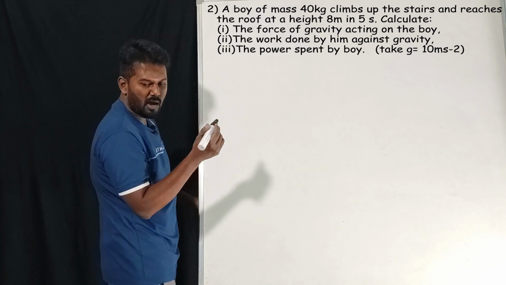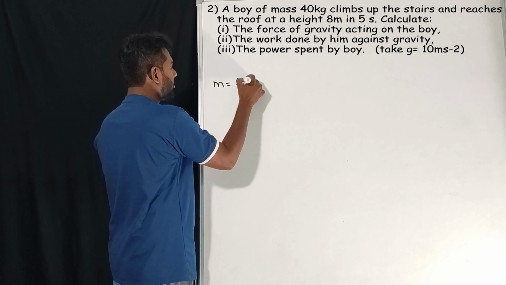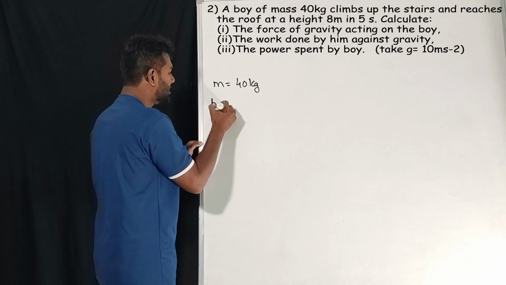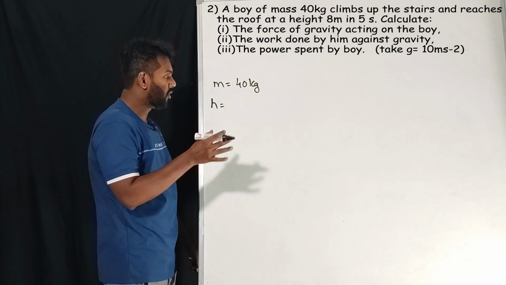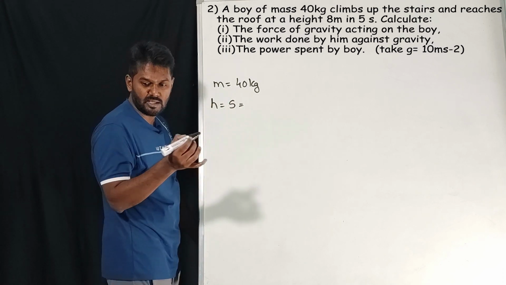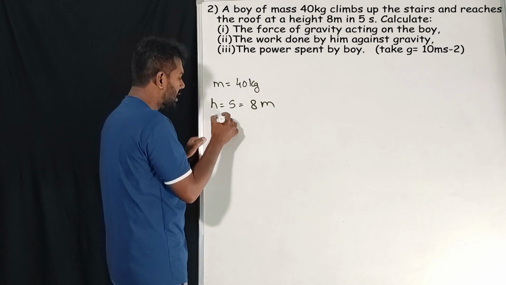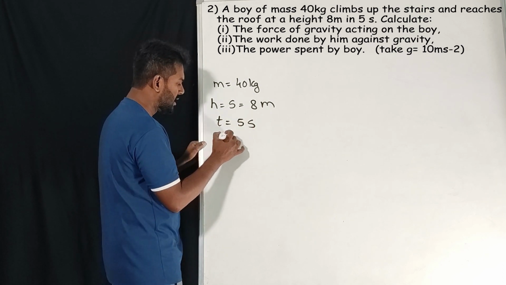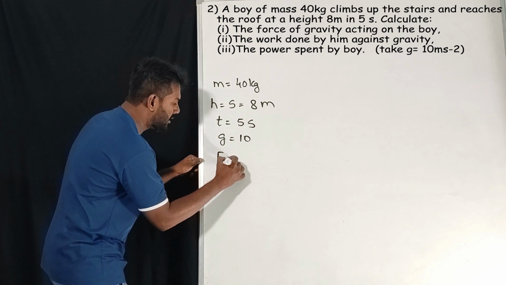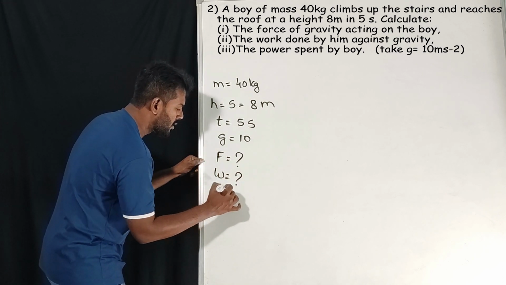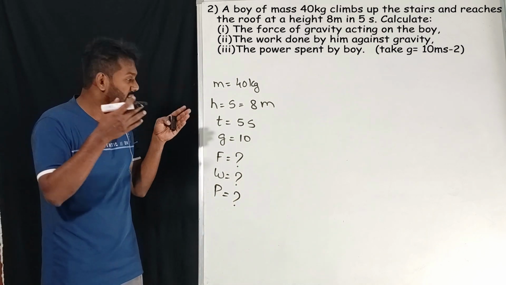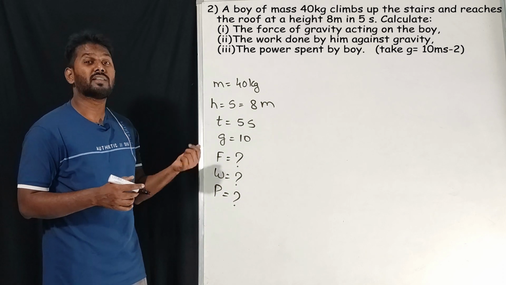First, mass is given. Mass of the boy is 40 kg and he has reached a height of 8 meters. In the beginning itself I told you, height you can take as displacement. So height is nothing but s only, that is 8 meters. Then time is 5 seconds. g is equal to 10, correct? Now what are the things we have to find? F, W, P. This is why I tell you, you have to write the given data in the beginning. Then we can find what they are asking.